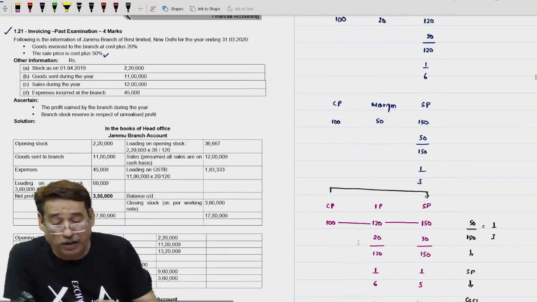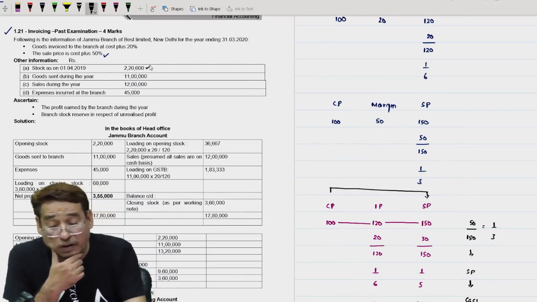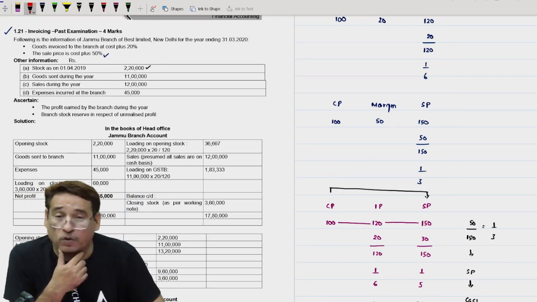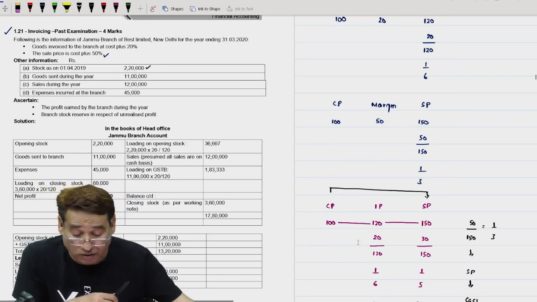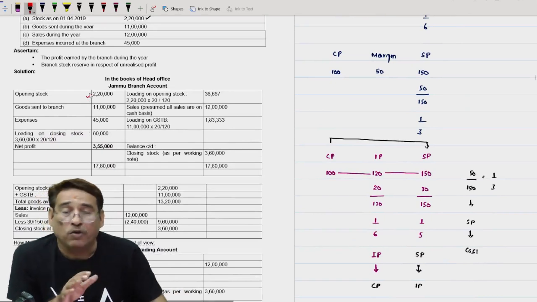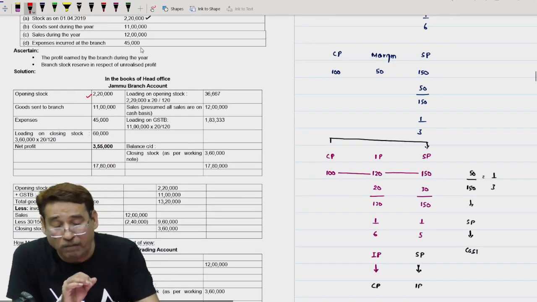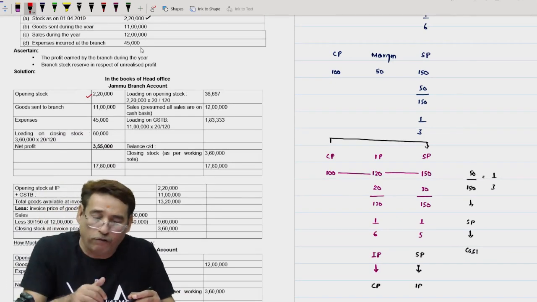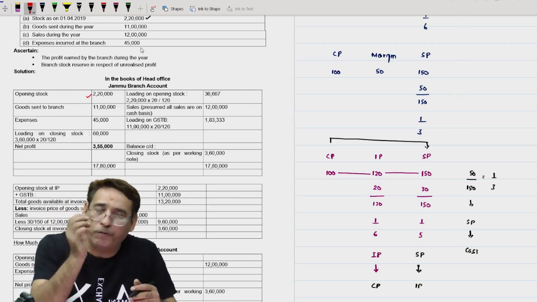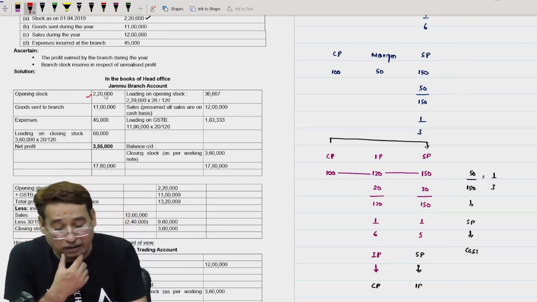However, we have been given opening stock on 1/4/2029, 2,20,000. Please pay attention here. We have been given opening stock as 2,20,000. So in the books of head office, I will write opening stock 2,20,000. So many times I have told you, if the question is of invoice price, items which will be given below shall always be presumed at invoice price unless and until otherwise stated. So it is at invoice price.